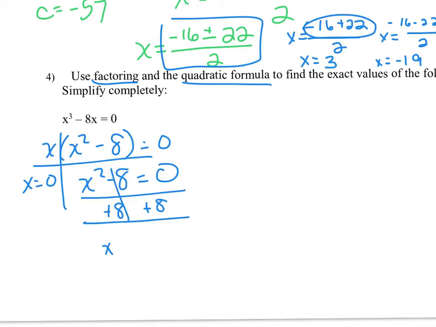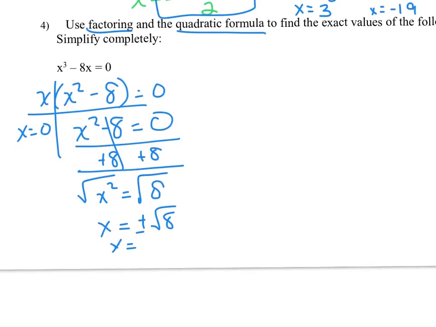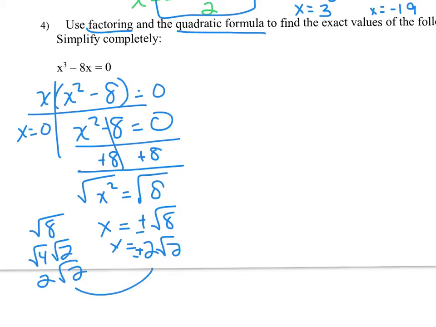Now this one would be really easy if I just did this. Add 8 to both sides, take the square root, and x would be plus or minus the square root of 8. And if I even went crazy and wanted to reduce it, x is equal to plus or minus 2 radical 2, after the radical 8 is reduced with a radical 4 and a radical 2. Okay? But it said I have to use the quadratic formula.